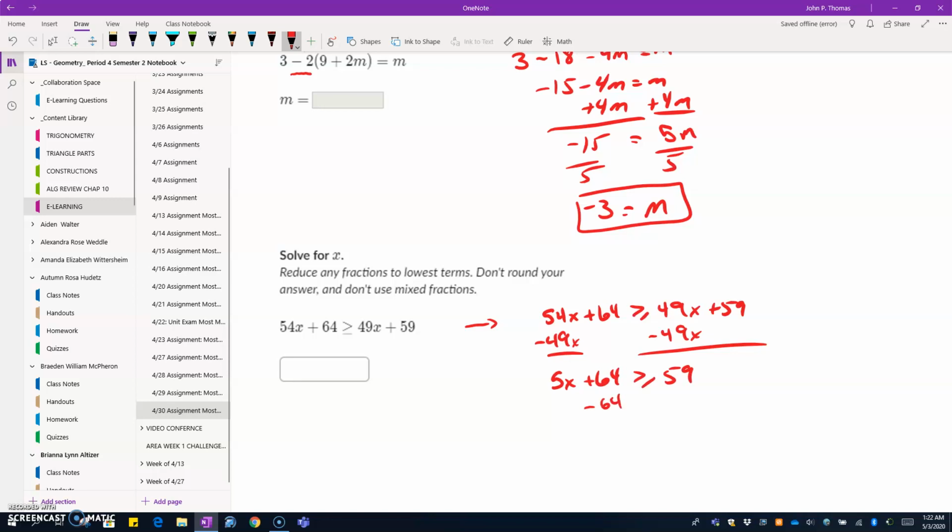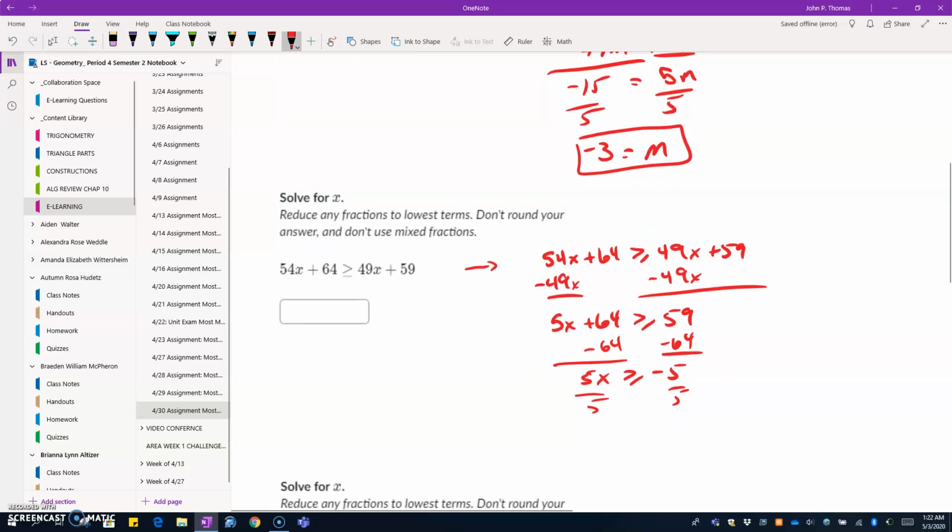Alright, I'm going to subtract the 64 from both sides. That's a 5x is greater than or equal to negative 5. Divide both sides by positive 5, so there's no need to flip the inequality sign. And I'm at x is greater than or equal to negative 1.